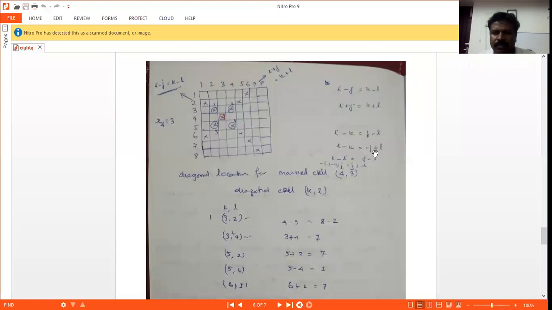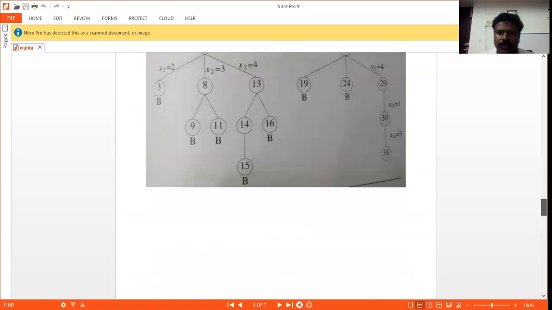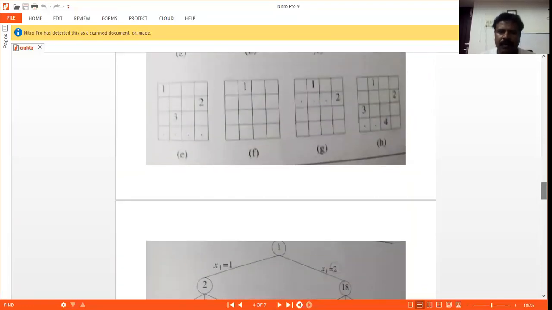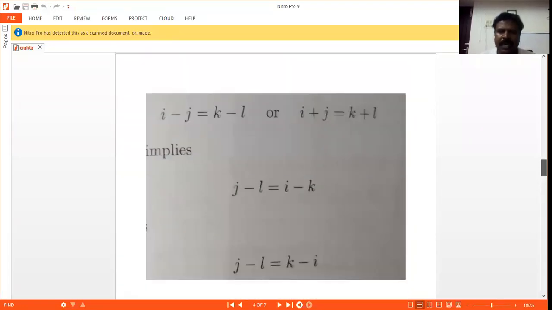Now here you see that in those two equations, the difference is a minus sign. So if we put the modulus on both sides, the equation is modulus of j minus l equal to modulus of k minus i. So one equation is enough to find the diagonal position. That is the formula we have to take. Using that formula, we will find out whether a particular coin is attacked diagonally.